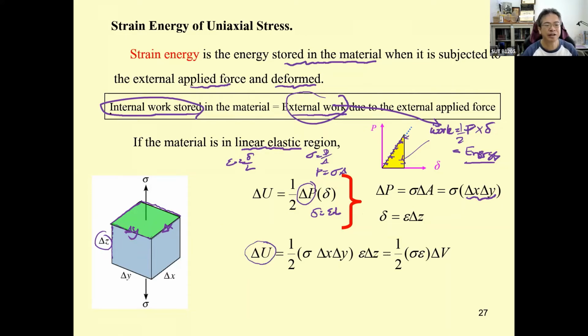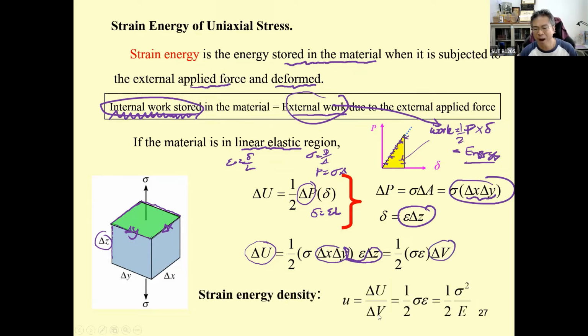You will have the energy, which is in the form of internal work stored in the material, going to be 1/2 stress times this one, and then we rearrange it. You can see this is going to be the volume of this small material, so it's going to be delta V. And when you divide delta U by delta V, you get this equation. This is going to be, in the elastic region, the modulus of resilience.